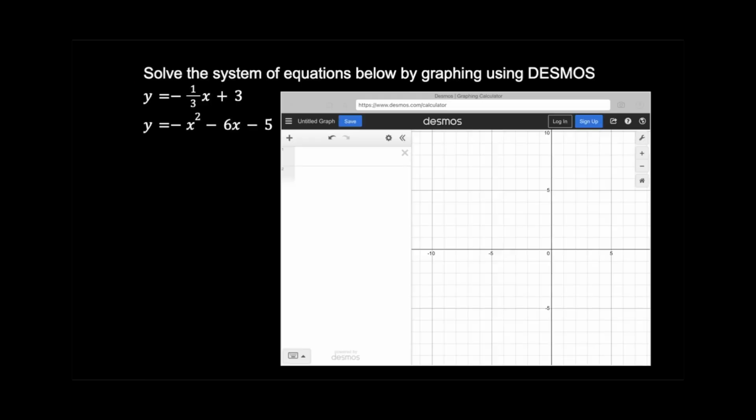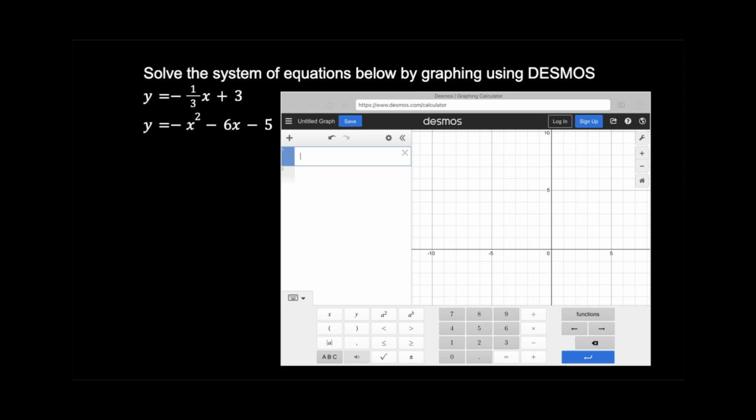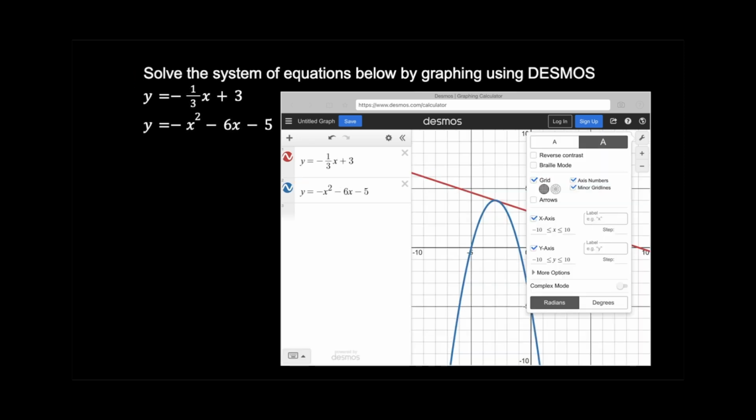Okay, so I've pulled up a Desmos window, and to solve a system by graphing, you simply graph each equation. So we have y equals -1/3 times x plus 3. So there is my first equation. My second equation here is y equals -x squared minus 6x minus 5. So there it is. And now we just have to find where the two equations intersect each other.